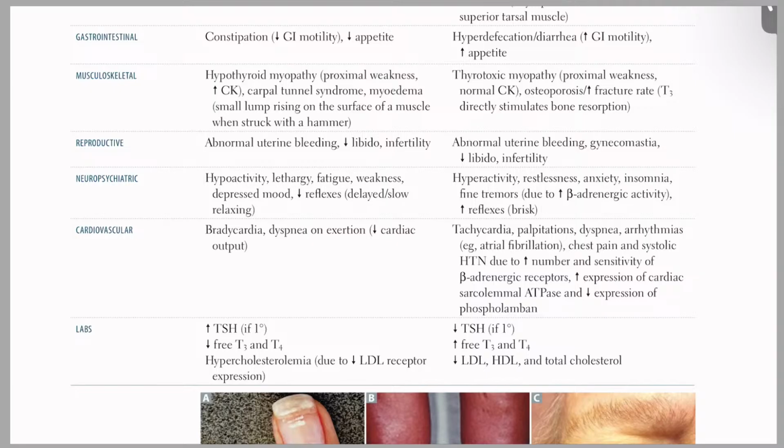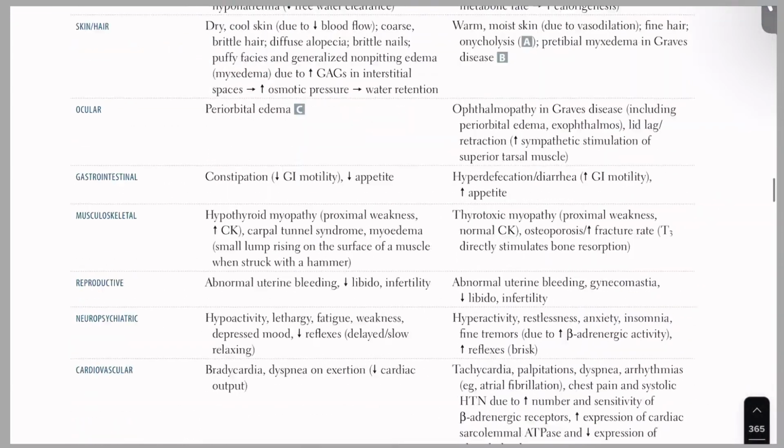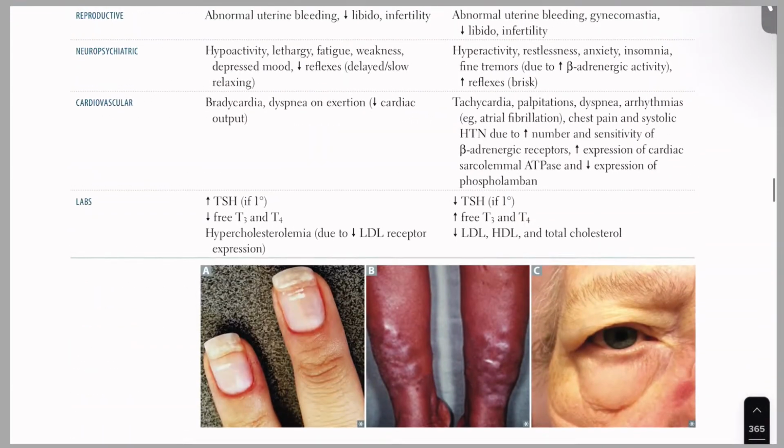In hyperthyroidism, hyperactivity, restlessness, anxiety, insomnia, fine tremors due to increased beta adrenergic activity, increased reflexes, brisk.